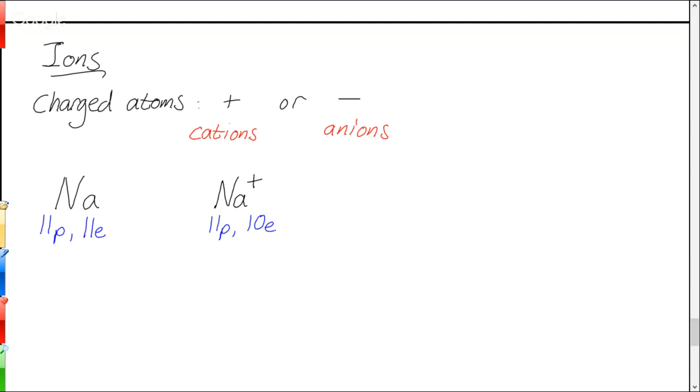If we go the other direction, let's look at chlorine and chloride, the 1- anion, the -1 anion. Same thing for the neutral chlorine: we're going to have an equal number of protons and electrons. But for the charged particle, for the anion, we still keep that same number of protons and we add 1 electron.